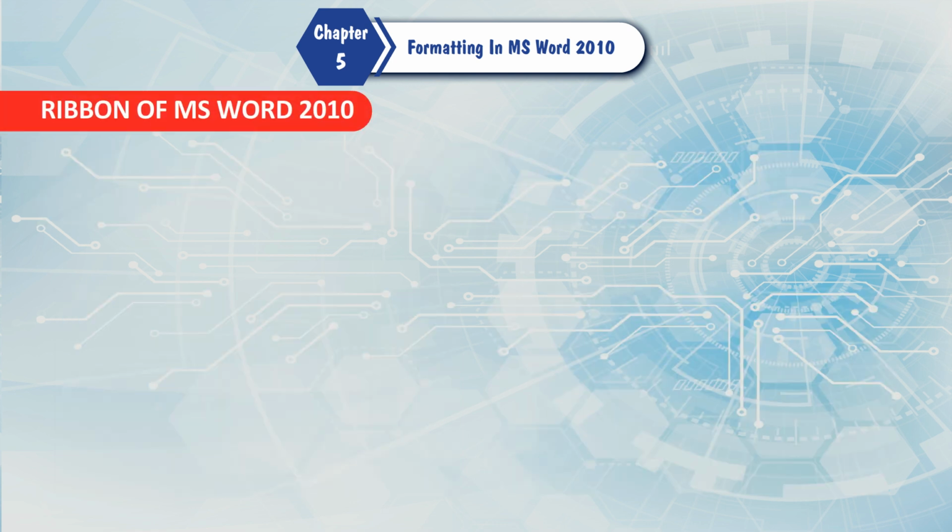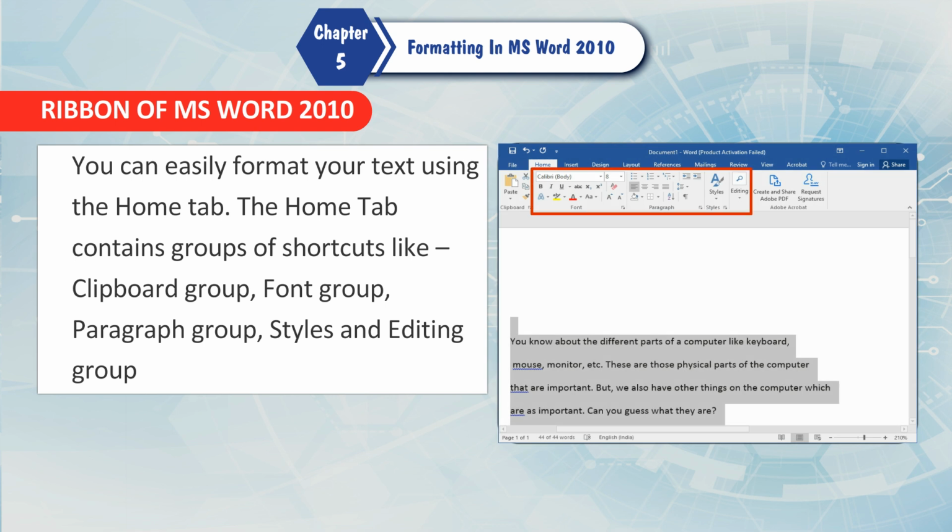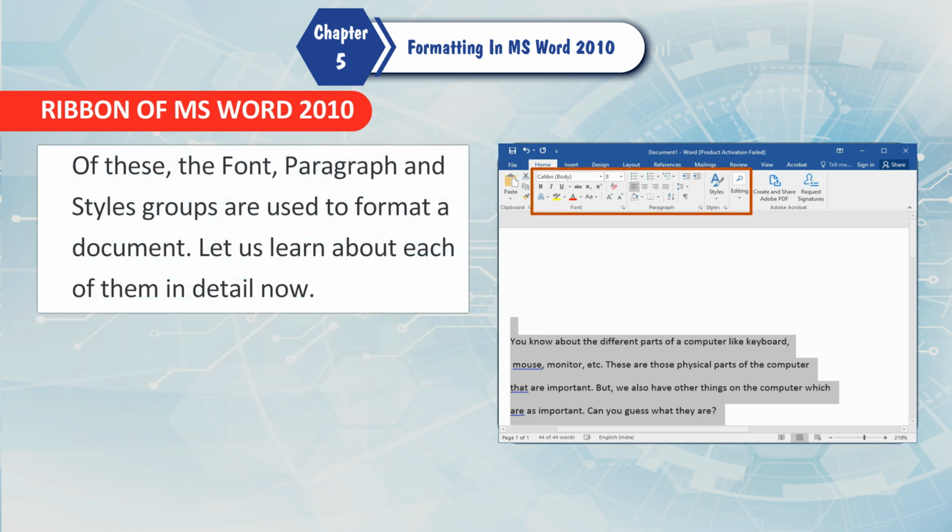Ribbon of MS Word 2010. You can easily format your text using the Home tab. The Home tab contains groups of shortcuts like Clipboard group, Font group, Paragraph group, Styles and Editing group. Of these, the Font, Paragraph and Style groups are used to format a document. Let us learn about each of them in detail now.